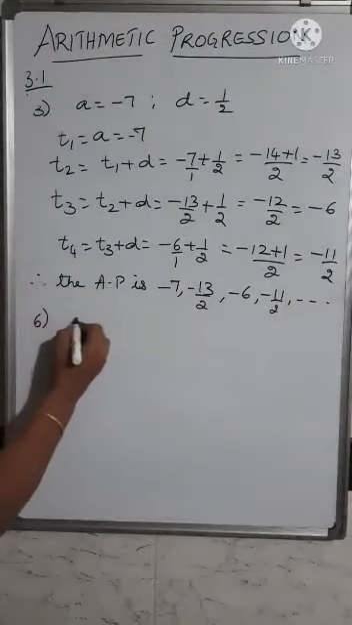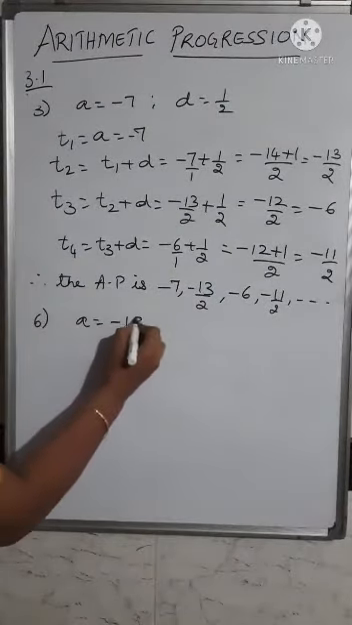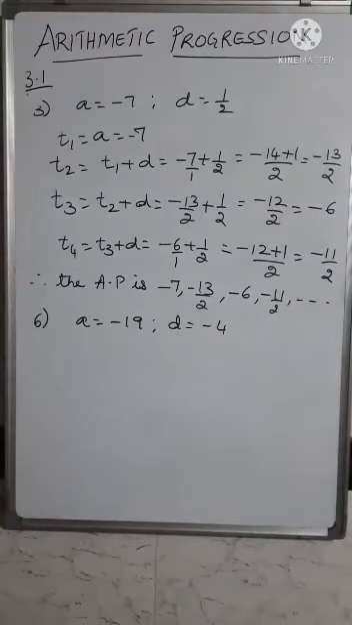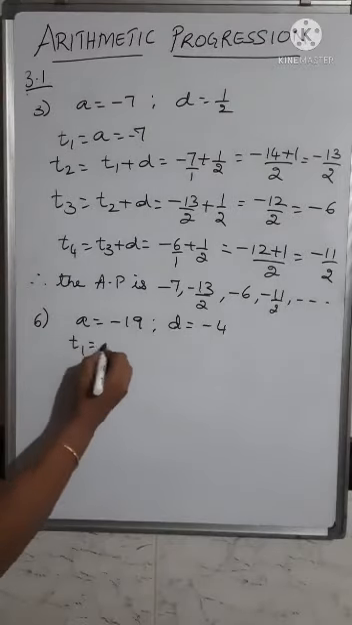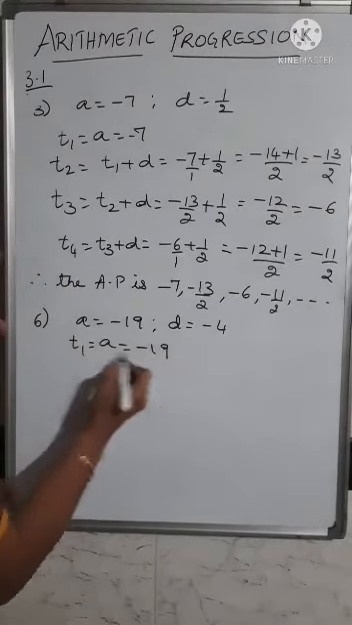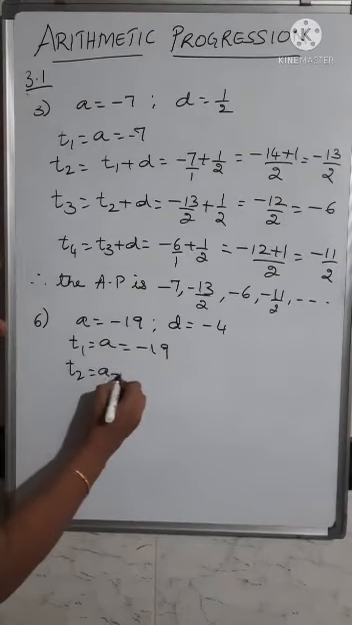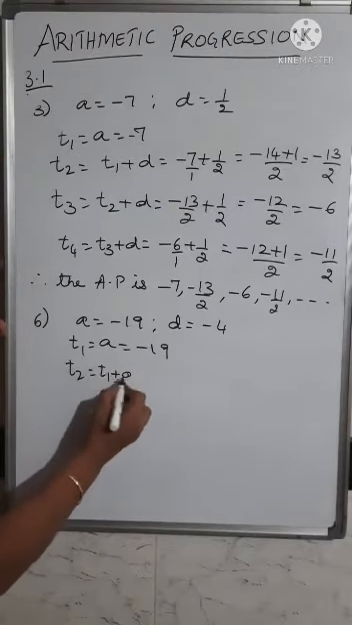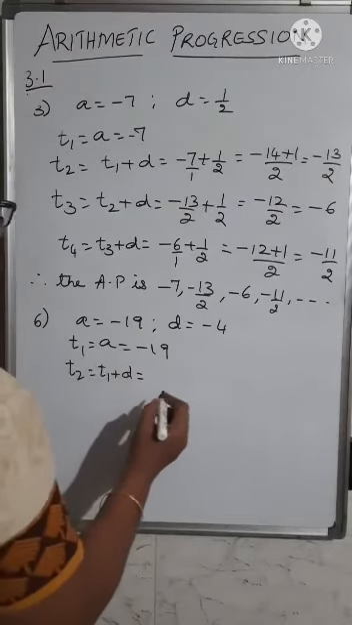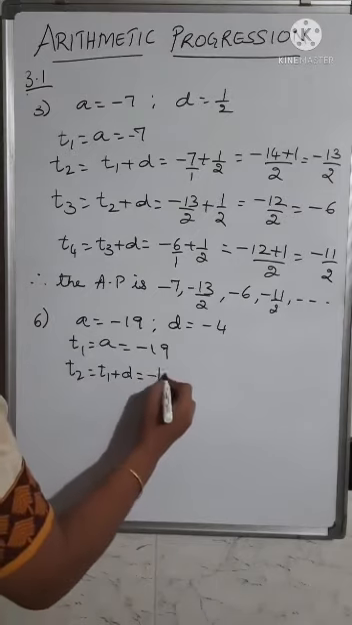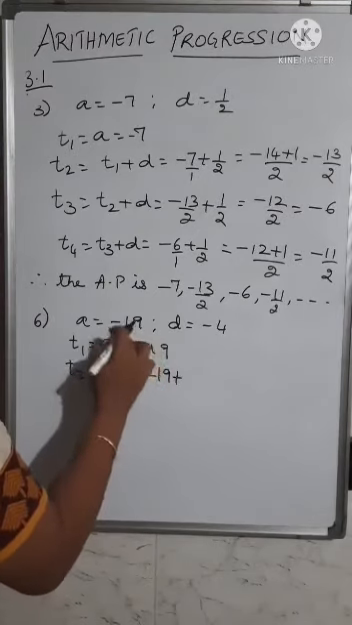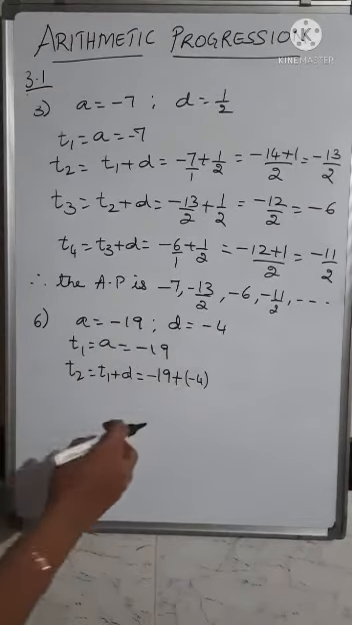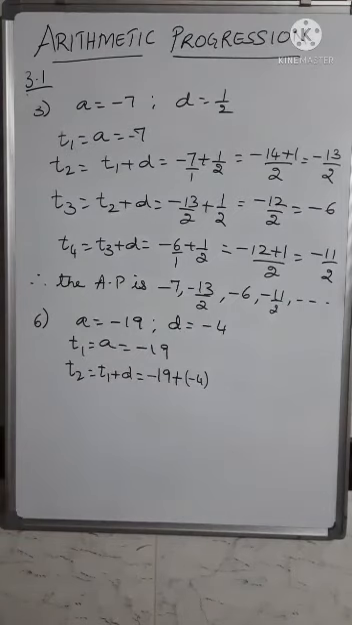Now the sixth problem, where A is equal to minus 19 and D is equal to minus 4. Here you have got T1 which is equal to A, which is equal to minus 19. T2 is equal to T1 plus D, or you can write A plus D, there is no problem, which is equal to minus 19 plus D, which is minus 4. So you get minus 19 minus 4, which is equal to minus 23.